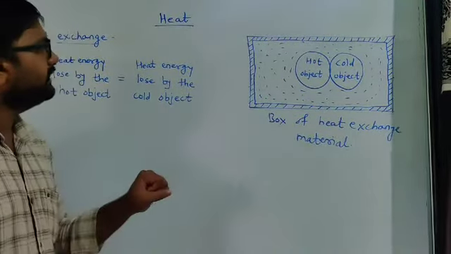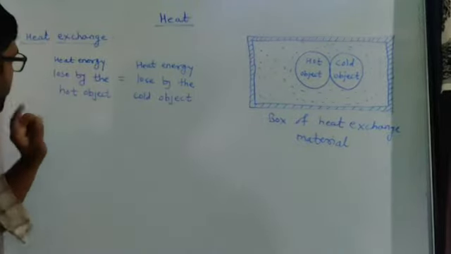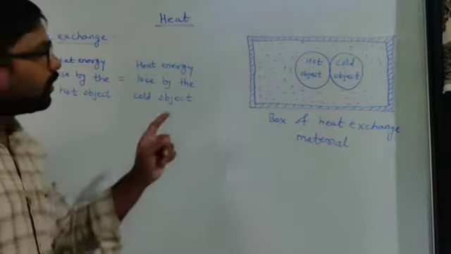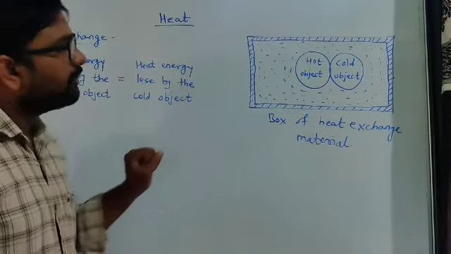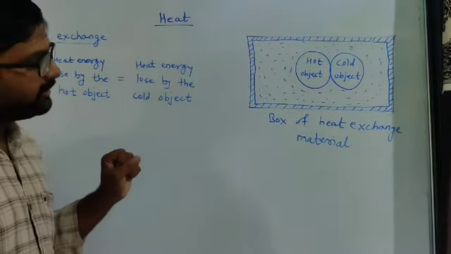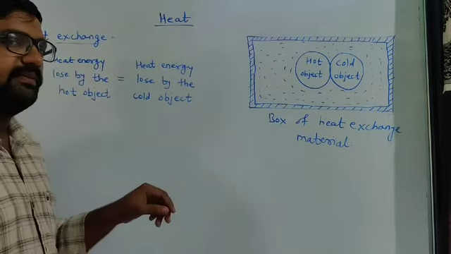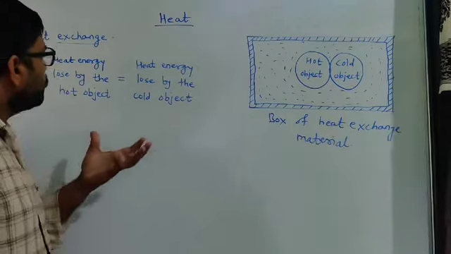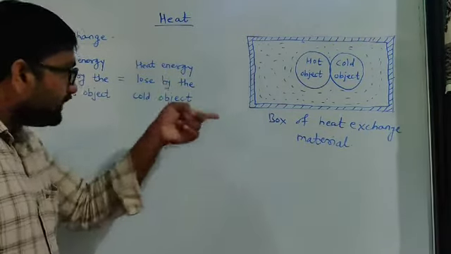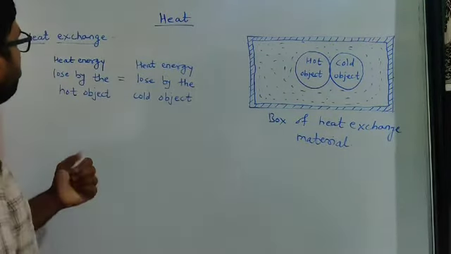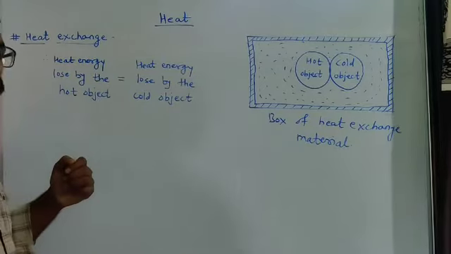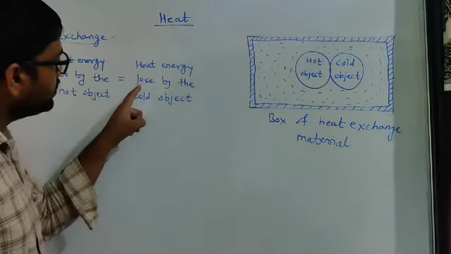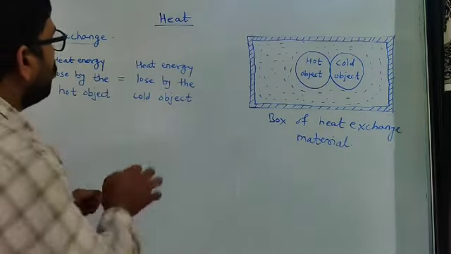So what happens in that case? Whatever the heat energy lost by the hot object. Okay, so with one hot and one cold object, when we bring them in contact with each other, then heat exchange takes place from the hot object to the cold object. Okay, so in this isolated system, whatever heat energy is lost by the hot object must be equal to the heat energy gained by the cold object.